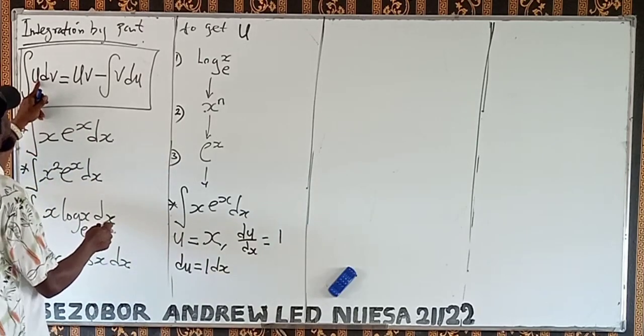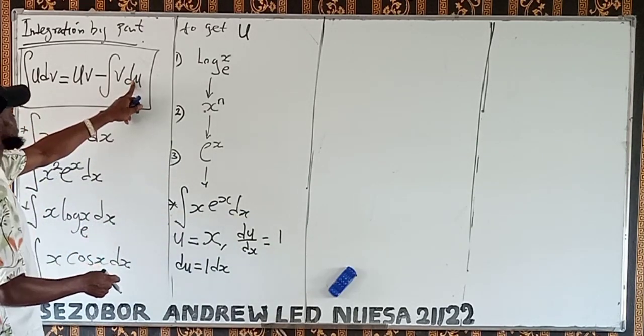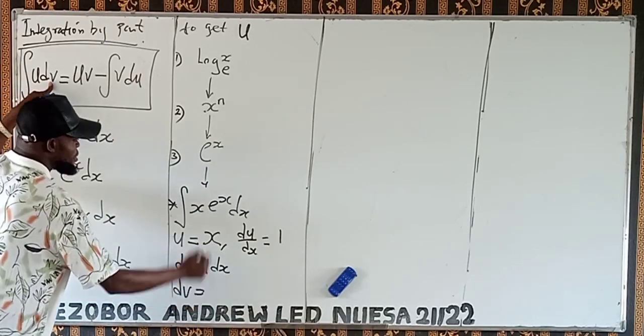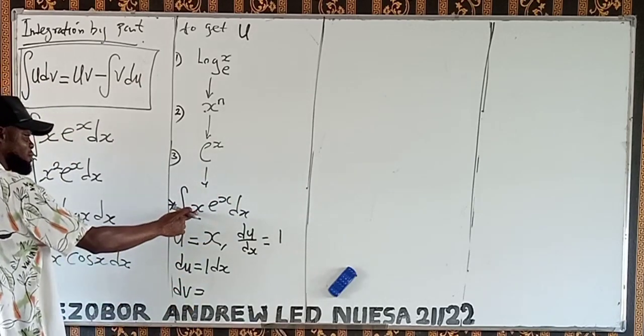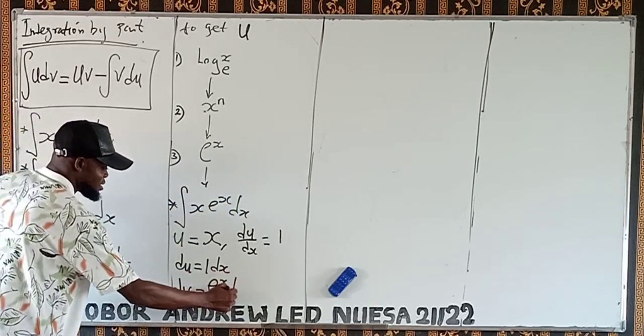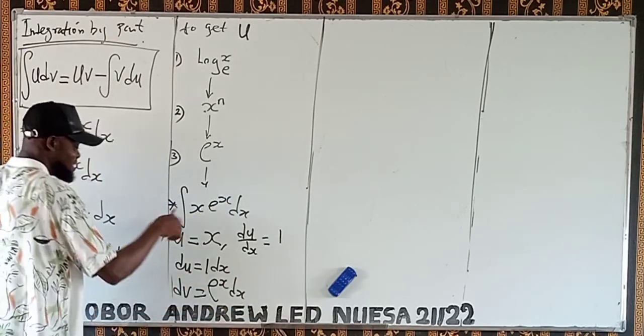Then the other one, after you have selected the u out, you have gotten the du. Let's get v now. What's the v? The v will become the other function. If you remove this one, what will be left here? Exponential x dx. That will be our dv.